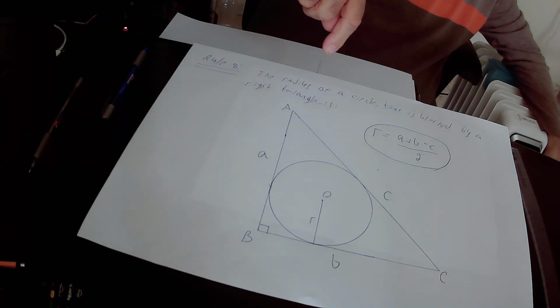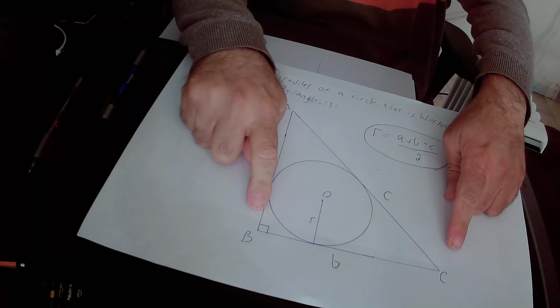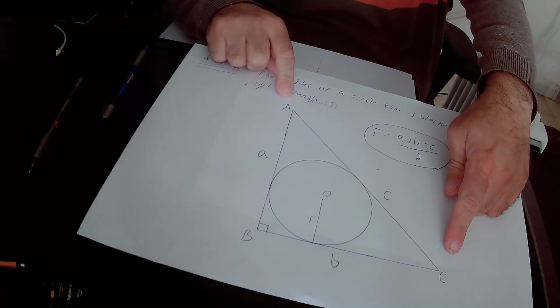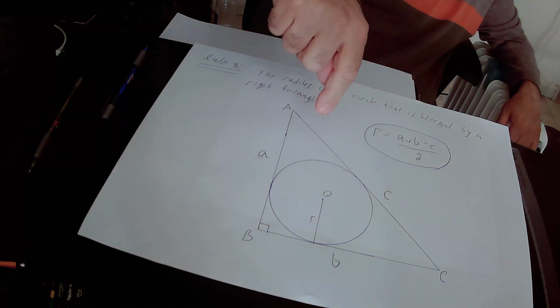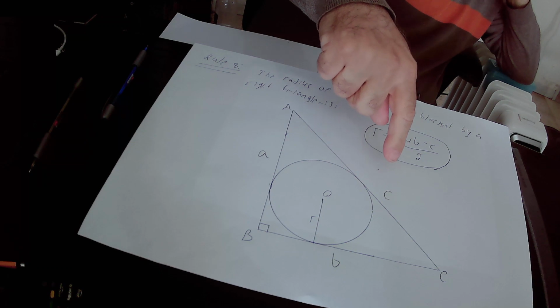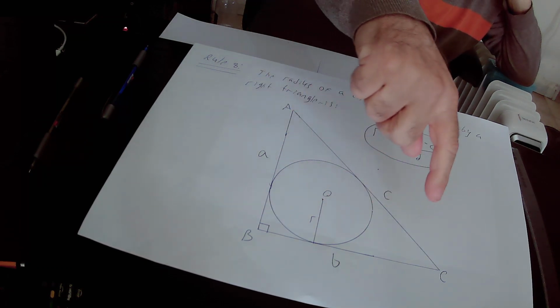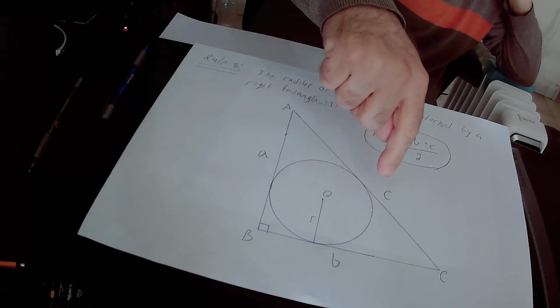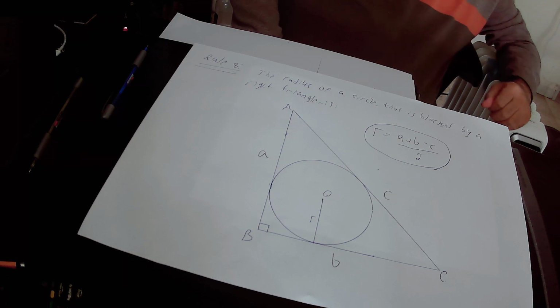That is to say, here we know that side AB of the right triangle ABC equals A units in length, side BC equals B units in length, and the hypotenuse AC equals C units in length. Then the radius of this circle that is blocked by the right triangle ABC will be equal to A plus B minus C over 2. Again, the radius of this circle that is blocked by the triangle ABC equals A plus B minus C over 2. So we can implement rule number 8 in our drawing.